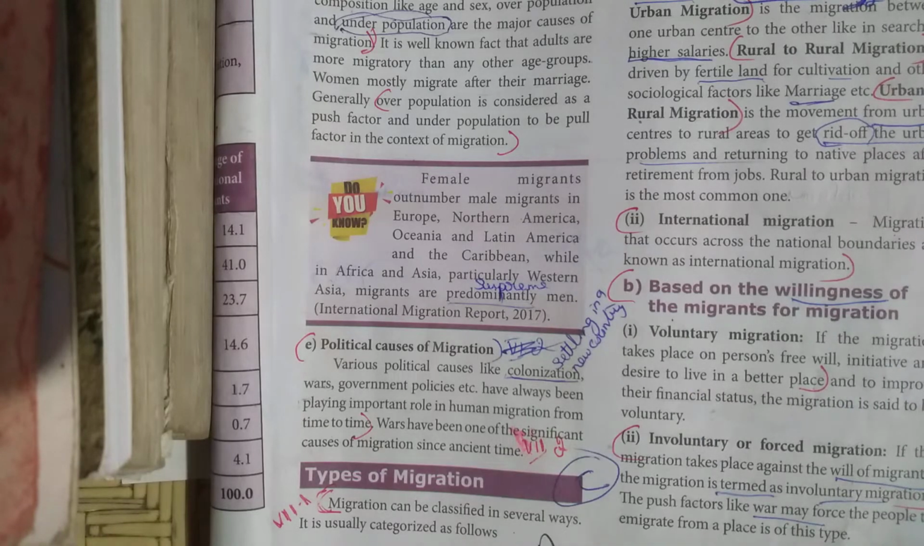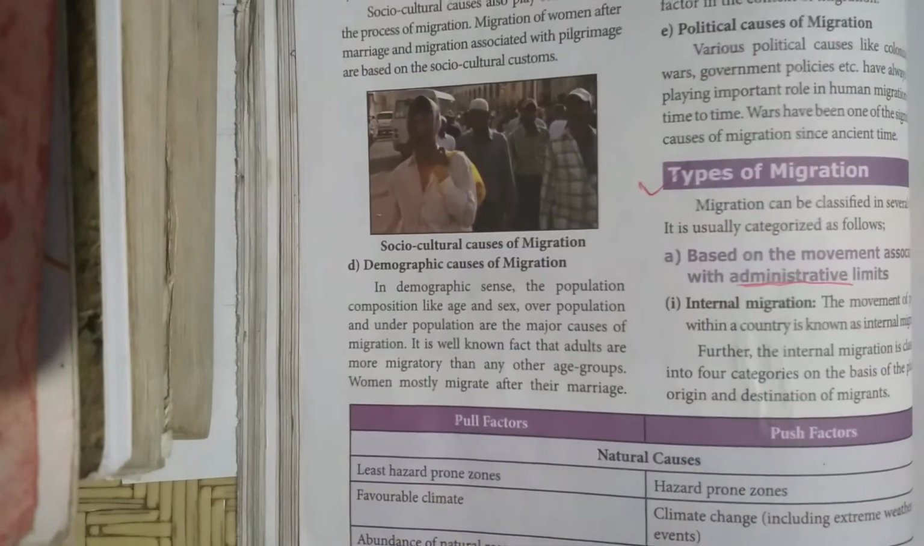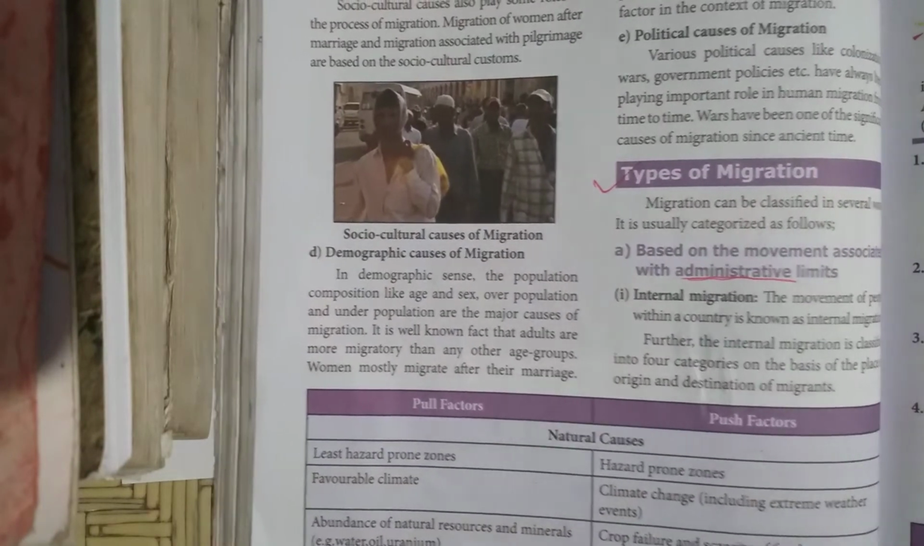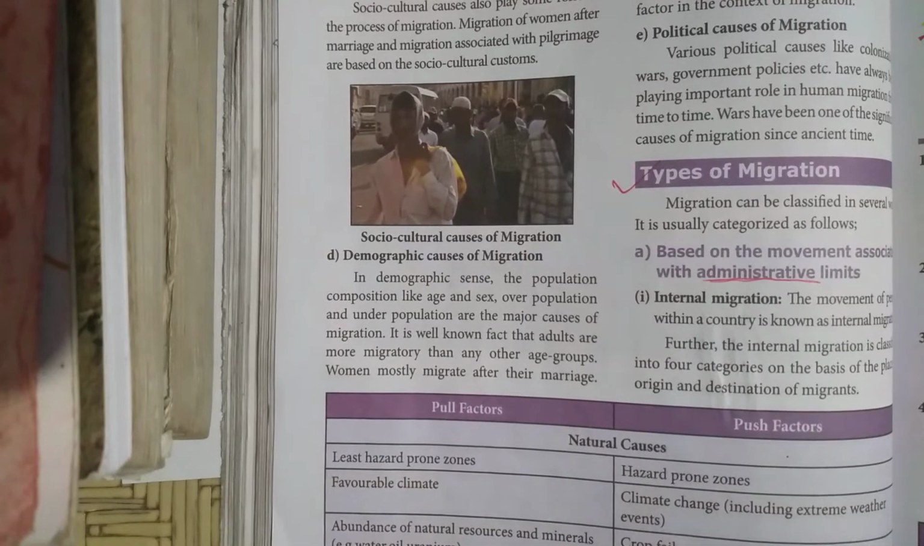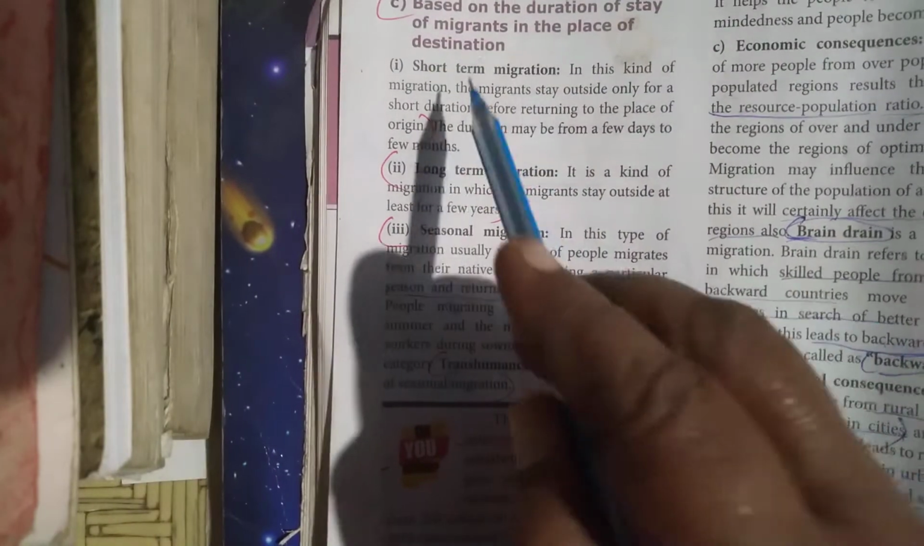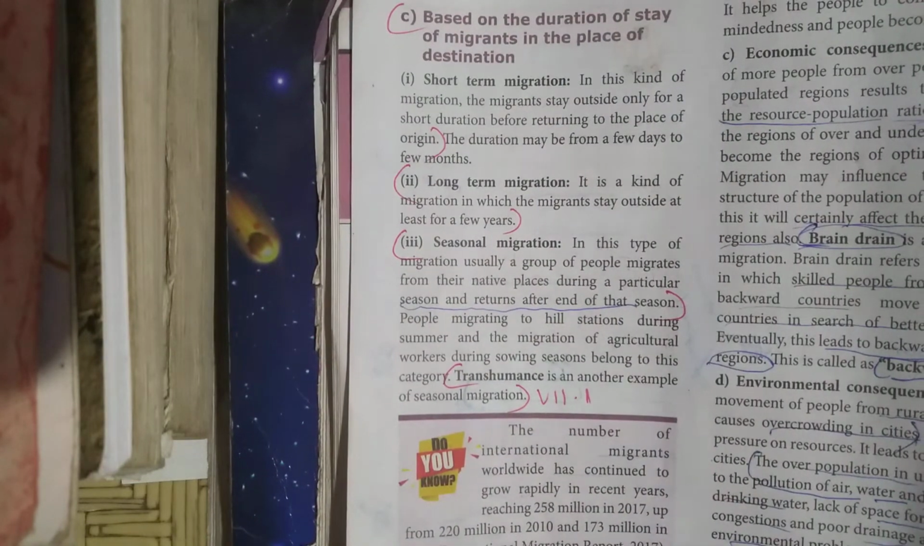Voluntary means this is the willingness of the person, isn't it? Involuntary means it is against the willingness of the person. Okay, then the third one: based on the duration of stay of migrants in the place of destination. Duration means the time or the year period.